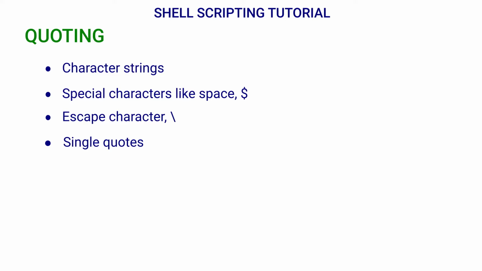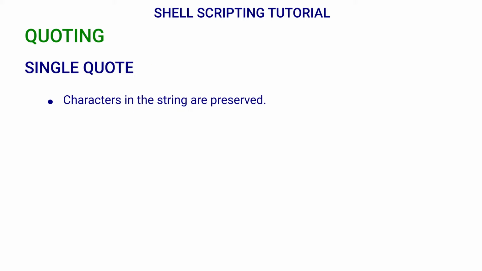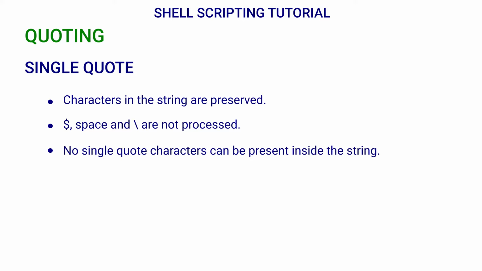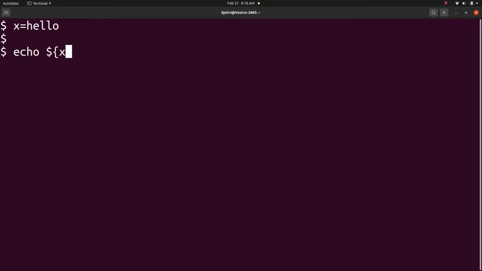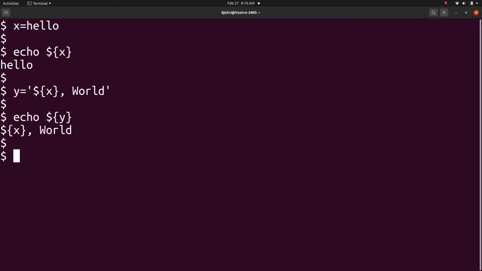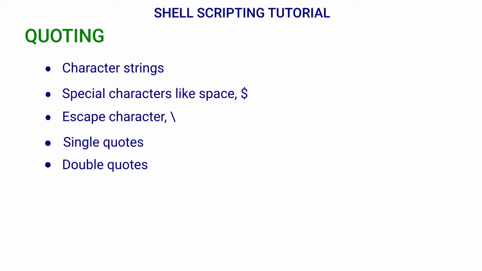Single quotes. We can preserve the characters of a string by enclosing it in single quotes. When we enclose a string in single quotes, shell does not look inside the string and the characters like dollar, space, backslash are left as they are. However, if you enclose a string in single quotes, there cannot be a single quote in the string. For example, x=hello, echo ${x} prints hello. y='${x} world', echo ${y} prints ${x} world. And if we try putting a single quote in a string, s='hello\'world', it does not work.